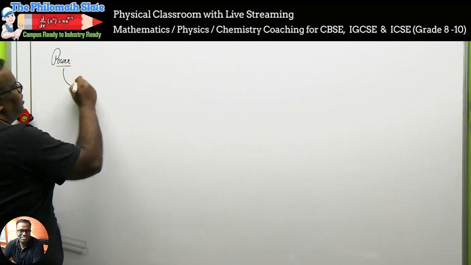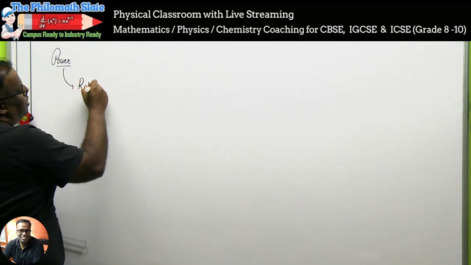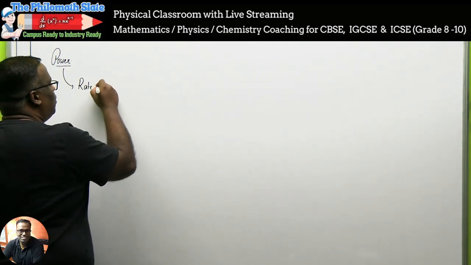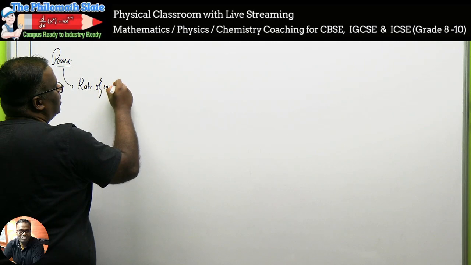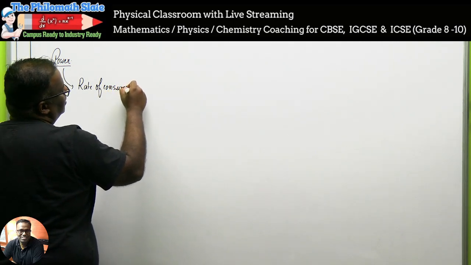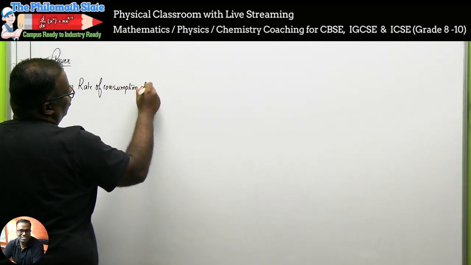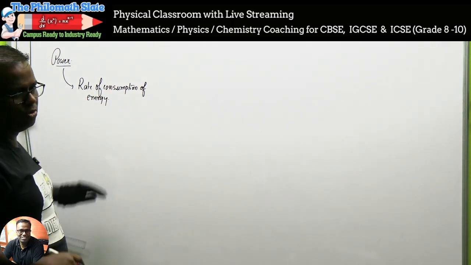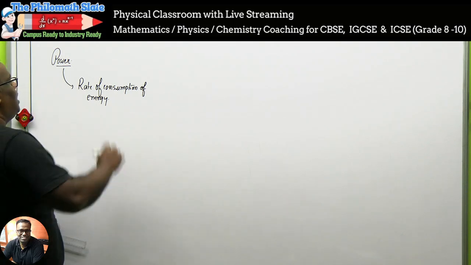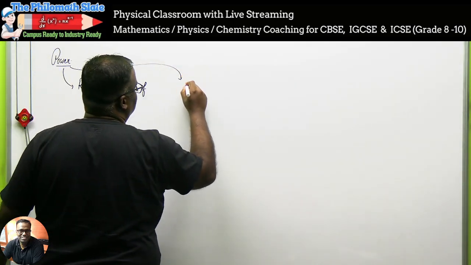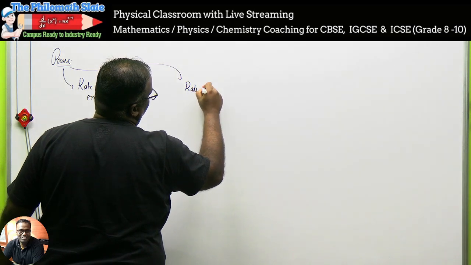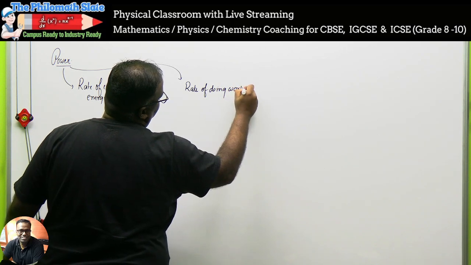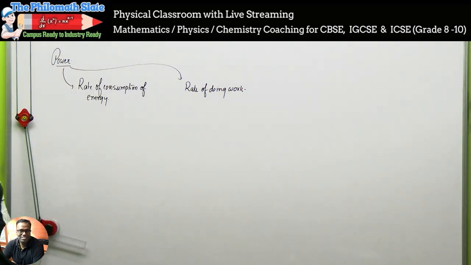Power is the rate of, now children will get a little bit confused, so we will understand it properly. The rate of consumption of energy. One way to look at it, don't immediately write, first understand. Another way I can also say is power is the rate of doing work. Right, let us understand what is the difference between these two.